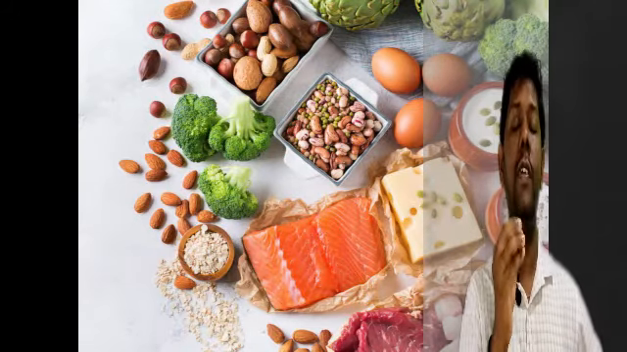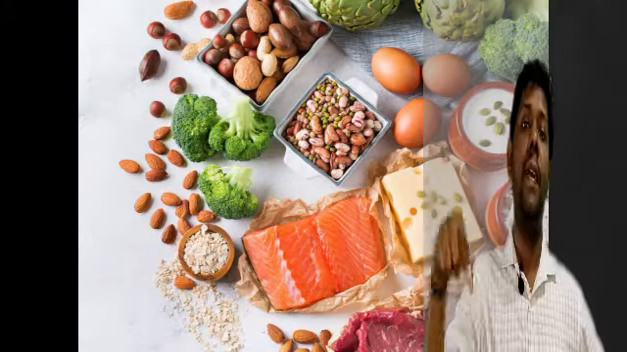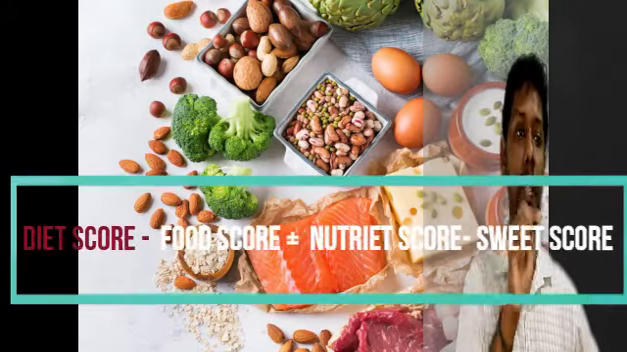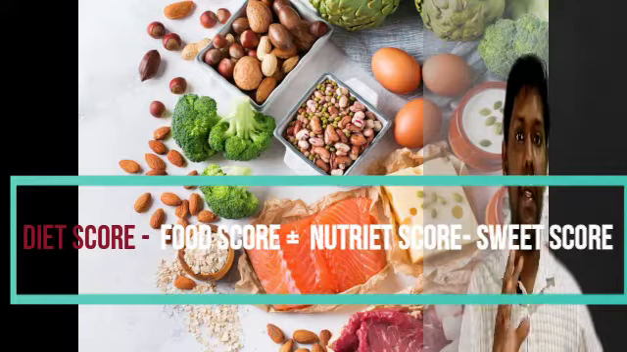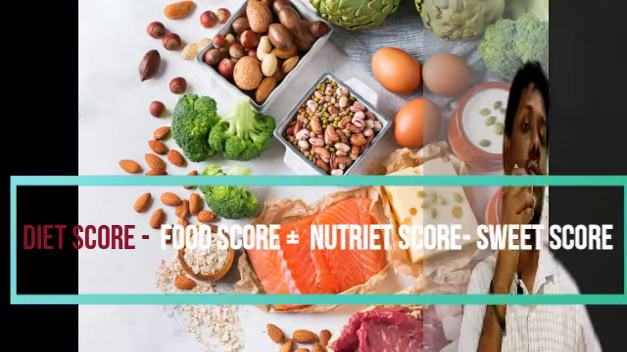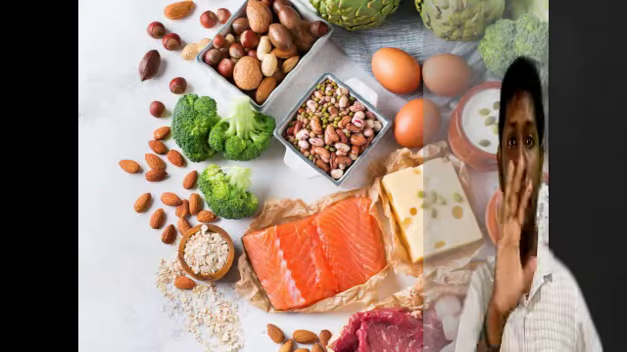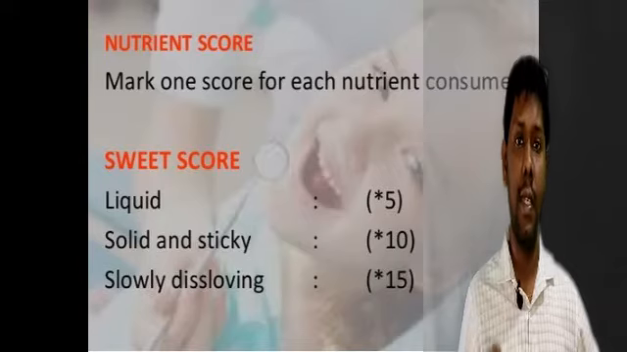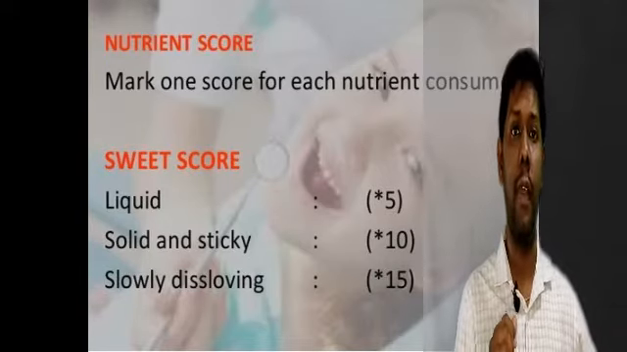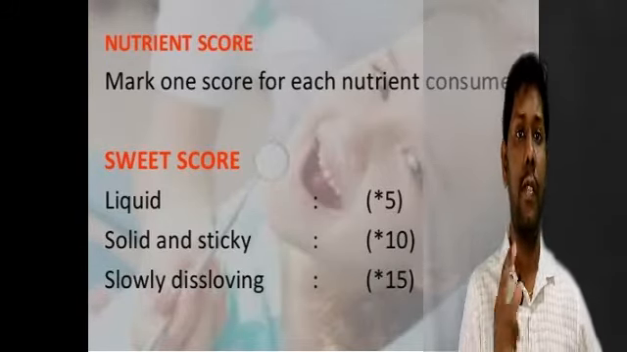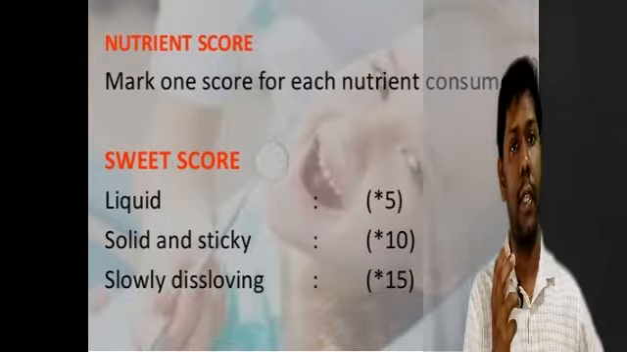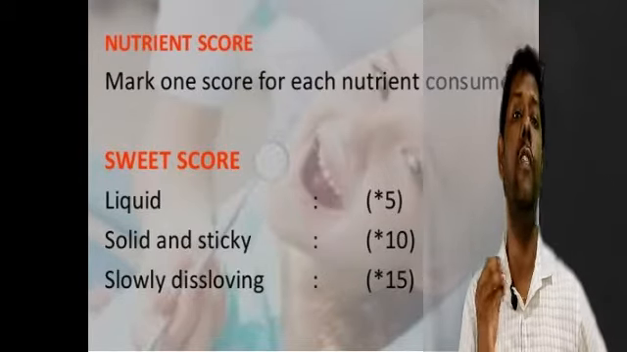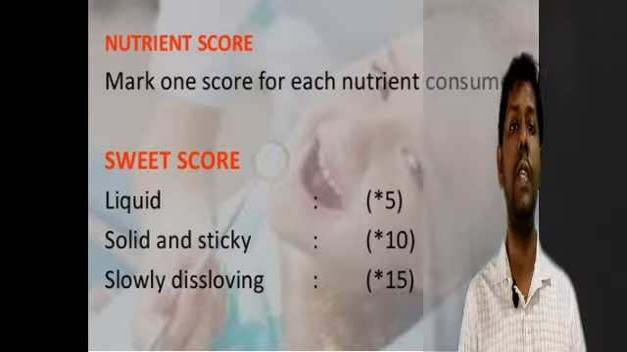Finally coming to the sweet score. Usually the formula is food score plus nutrient score minus sweet score. For the sweet score, you circle with the red pen the sweet content the patient has consumed in the last 24 hours. Again, you can see on my back side there is a display of the various sweets and how they are classified. The broad classification is liquid, solid and sticky, and slowly dissolving. Liquid has number of servings into a score of 5. Solid and sticky, number of servings into a score of 10. Finally, slowly dissolving, like hard candies, cough drops, breath mints, everything has a score of 15 into the number of servings. So this constitutes the sweet score.